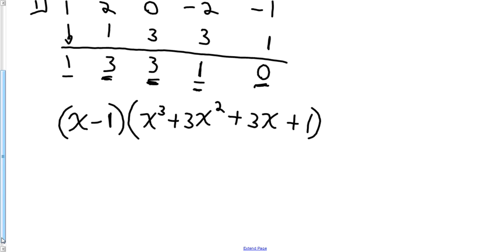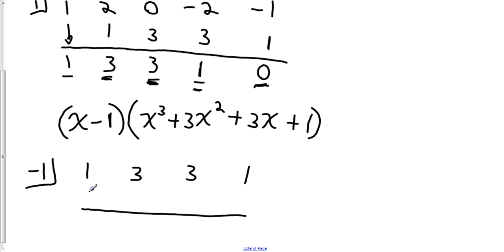If negative 1 becomes a 0, that would mean that x minus negative 1 is a factor of the polynomial, x minus negative 1 being x plus 1. So now I'm going to use the coefficients of this cubic polynomial with the synthetic division, which are 1, 3, 3, and 1.